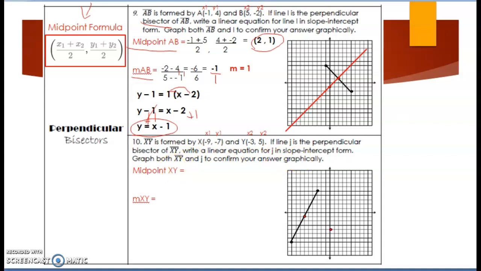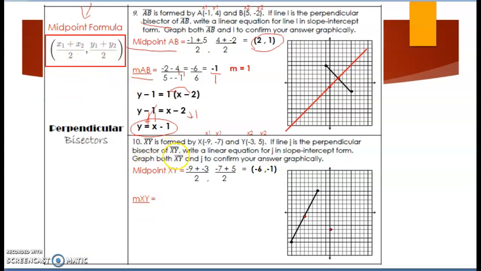So we, again, need the midpoint to start. I need to know what's the middle of the graph. Where is it going to bisect? So to find the midpoint, I take my x's, -9 and -3, add them together, and I get -12. -12 divided by 2 is -6. To find the y of my midpoint, I take -7 plus 5 divided by 2. I get -2 divided by 2, or -1.